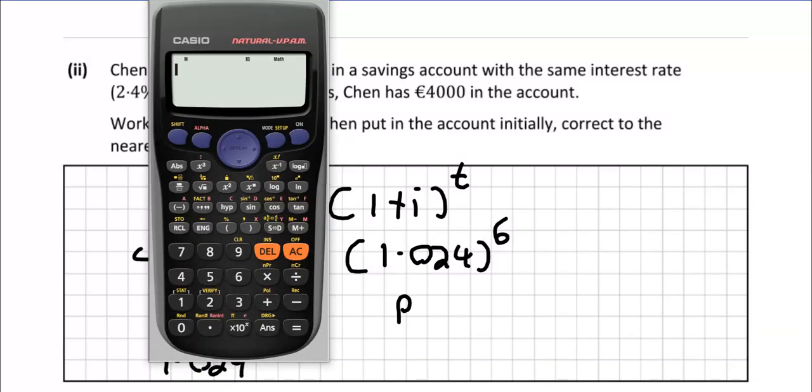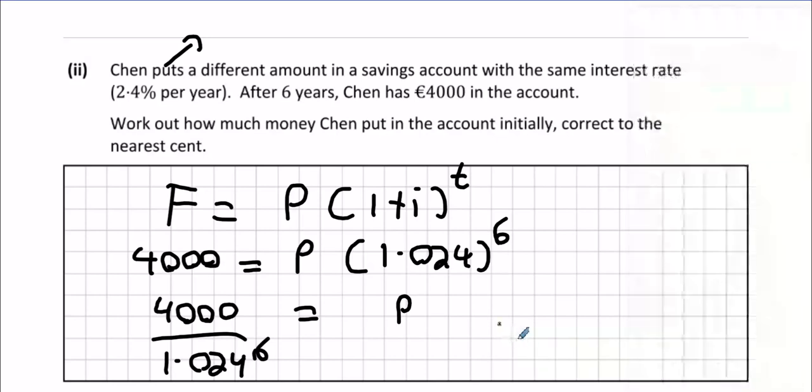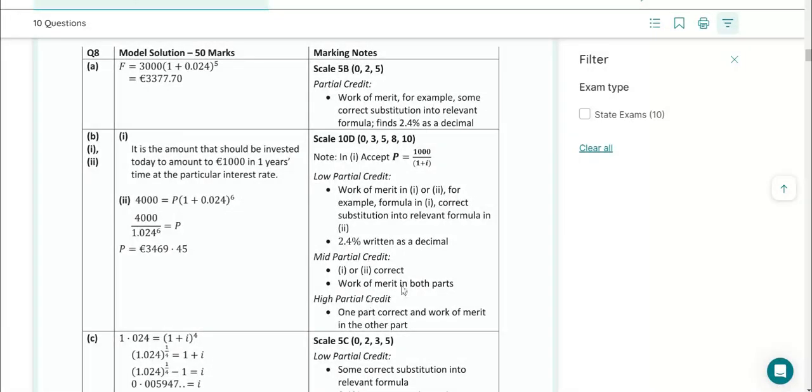And we do 4,000 divided by 1.024 to the power of 6. 3,469.45. And answering both those parts correctly will go for 10 marks, okay? And you can see it here. Both parts, you get 10 marks. And one part correct and an attempt on the other one can get you 8 out of 10.